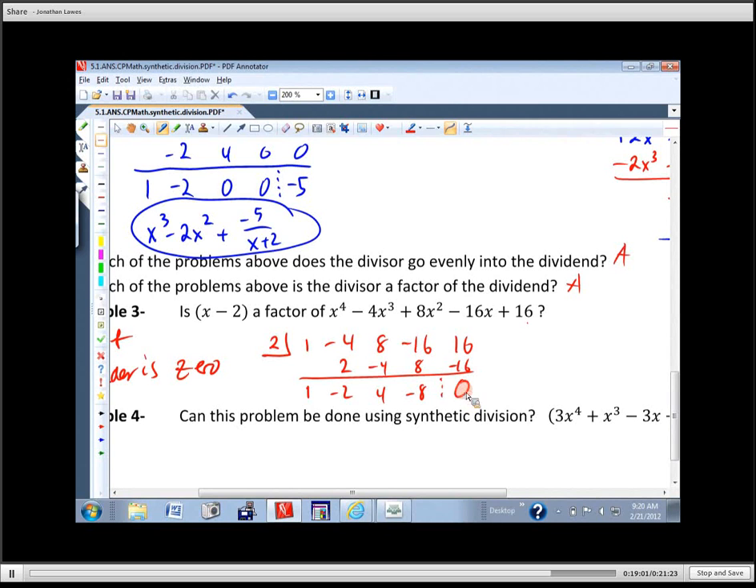Okay, now, are we interested in all this other stuff? Not on this problem. On this problem, it just said, is it a factor? The way you tell whether or not it's a factor is if the remainder is 0. Does it go in evenly? So the answer here is yes, based on that guy right there. Okay. Any questions?